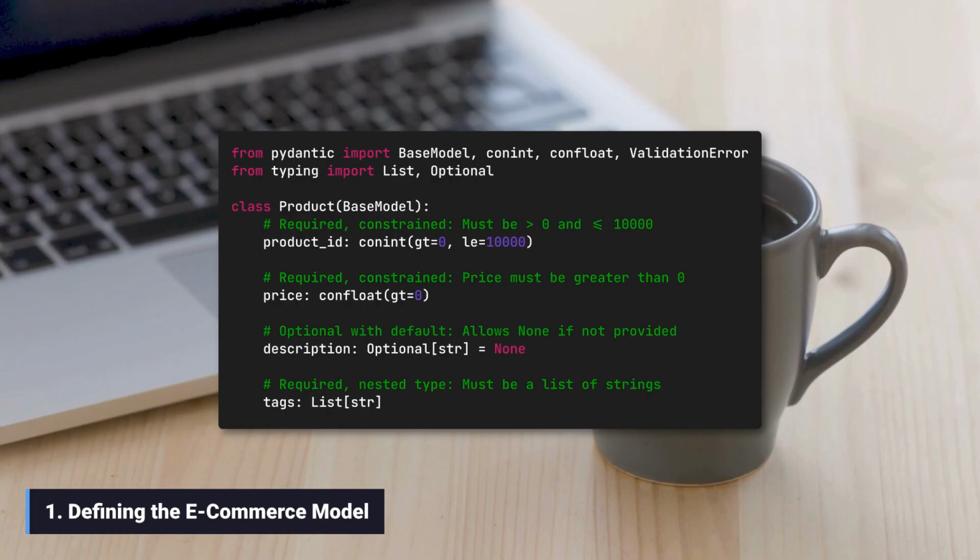1. Defining the e-commerce model. Our product model defines 4 fields, each with different validation rules. We use conint to limit the product_ID to a sensible range. We use confloat to ensure the price is always greater than 0. The description is optional, defaulting to None. Finally, tags must be a list of strings.